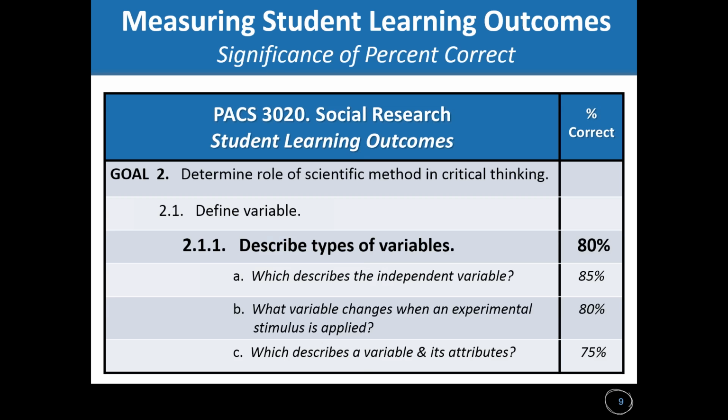What we can do with that information is that once we have the questions, once we know the percent correct on each question based on students' responses, we're able to average these three to get an understanding of what 2.1.1 is. So if I wanted to know how well they're able to describe types of variables, that would be at 80%. Those are pretty good odds, right?